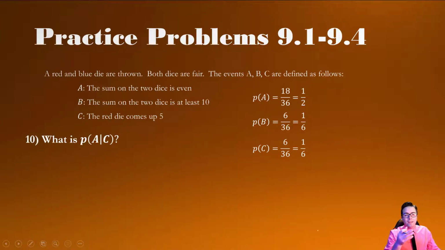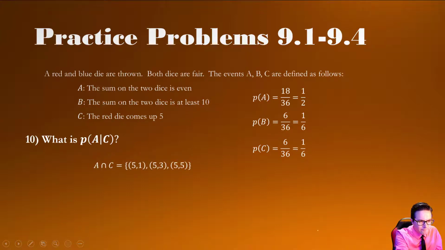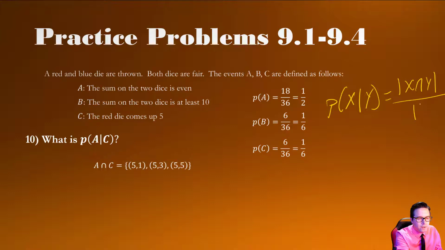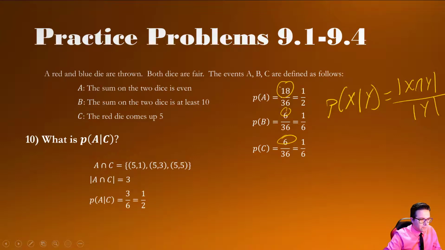Now for number 10, what is A given C? The sum on the 2 dice is even, given the red die comes up 5. Do you remember in the last thing that we showed that if we have X given Y, it's the same thing as the cardinality of X intersect Y over the cardinality of Y, okay? So we find the cardinality of our intersection, which is 3, and then we find the cardinality of C, which is 6. That's why I didn't keep just the simplified fraction. So it's 3 over 6, which is 1/2.